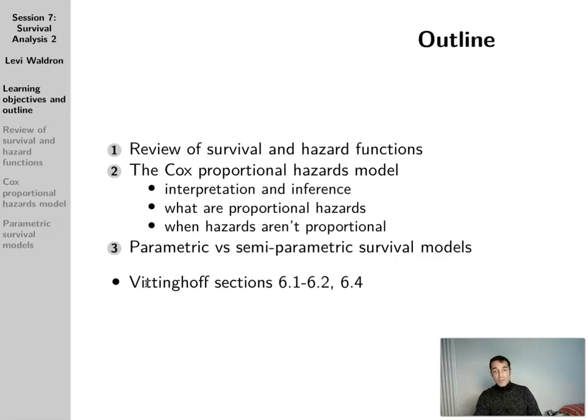So we'll start with a review of the survival and hazard functions that we introduced last time, and then go into the Cox proportional hazards model, how to interpret it and perform inference with it, along with what proportional hazards mean and what to do when hazards are not proportional. And then we'll end with parametric versus semi-parametric survival models. And this is mostly from your textbook in Chapter 6. There's a bit of extra material that I'll cite in the slides as well.